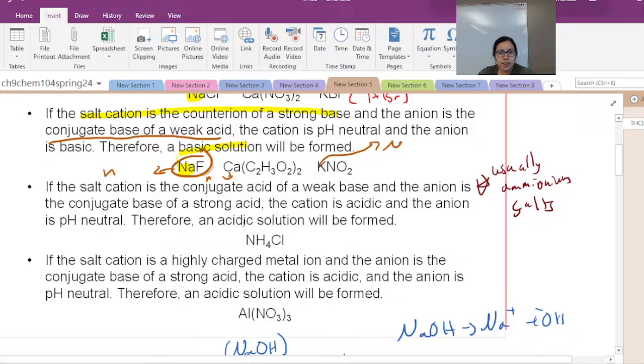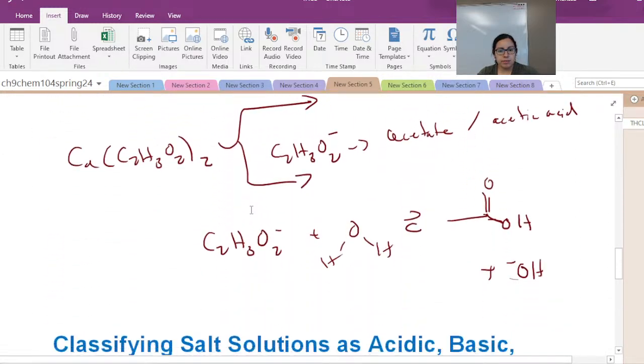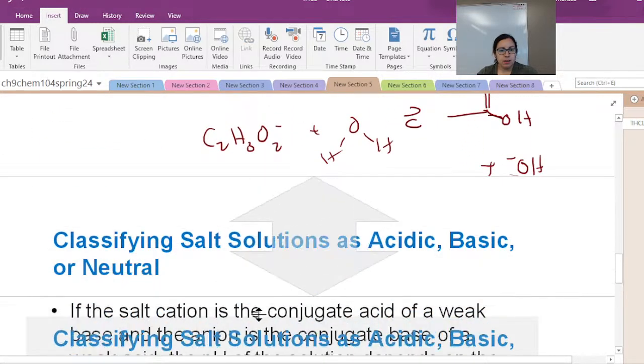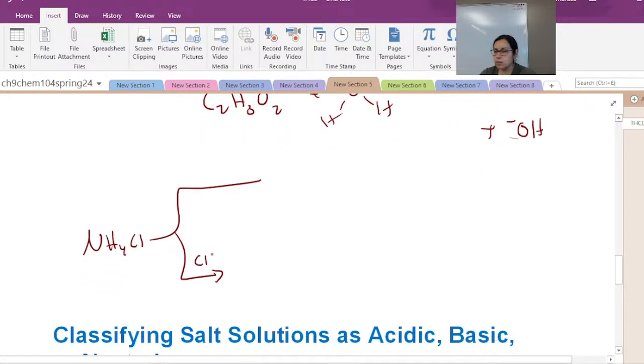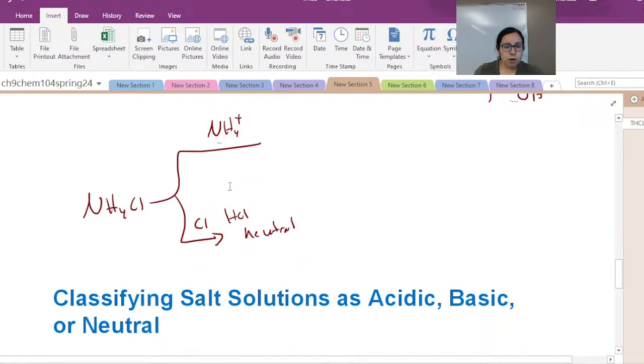And I think it's kind of telling that the example only showed ammonium chloride. But let's go through the analysis. So we have ammonium chloride. We already established that chloride comes from HCl, so this is going to be neutral. But now we're trying to figure out our ammonium, and again, a cation, so I'm expecting it to be acidic if anything, or neutral.